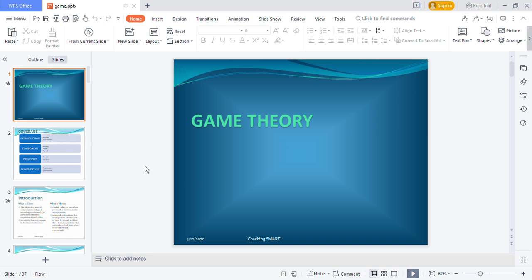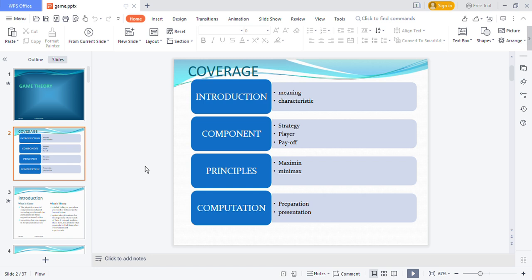Now in game theory, these are the areas that we are supposed to cover. Number one, we look at the introduction: the meaning, the characteristics, and finally the assumptions. Then number two, components. We look at the strategies, the players, and the payoff. These are the components which inform game theory.